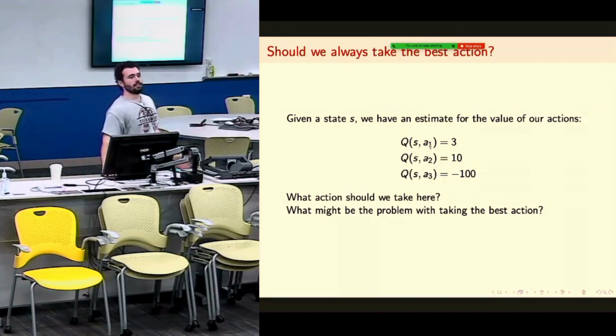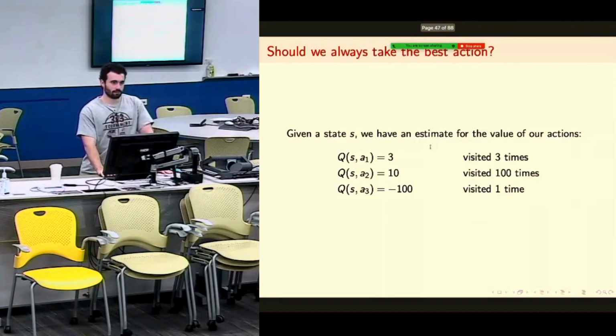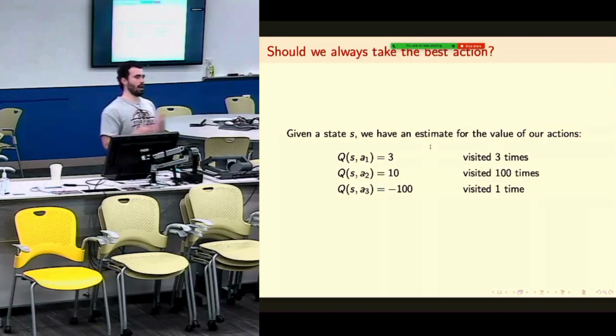So what I just described is this thing called epsilon greedy. The idea is that you don't want to be greedy. You don't always want to take the best action, because there might be something better waiting around the corner. So now, let's say I visited SA2 100 times, and that's my estimate, I visited SA1 3 times, and I visited SA3 only once, and I got an estimate of minus 100. Maybe the food at the restaurant that I got that one time was bad. Maybe if I go again, it'll actually be way better. So you don't actually know exactly the value of a thing when you try it once. You might want to try it many times to get a good estimate of how good things are.